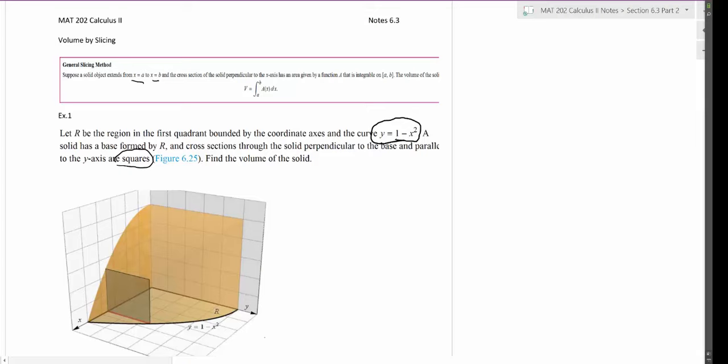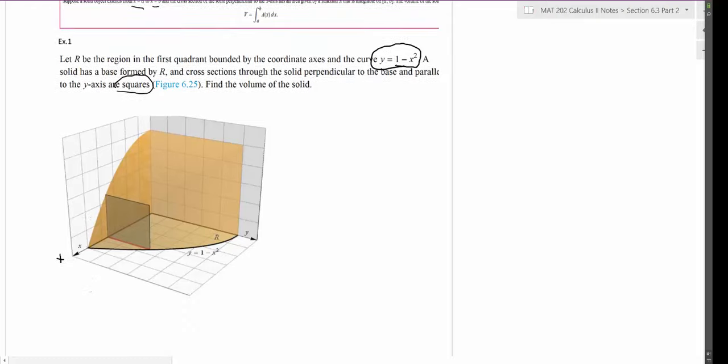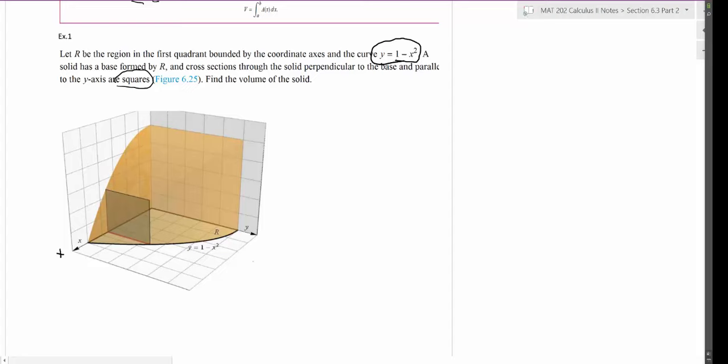We're going to be looking at 1 minus x squared. Now see, this is the positive x-axis here. And then we have the positive y-axis like this. Okay, so that's the positive y-axis like here. So really this area right here is quadrant 1. I'm laying that down flat so you can see the three dimensions well.